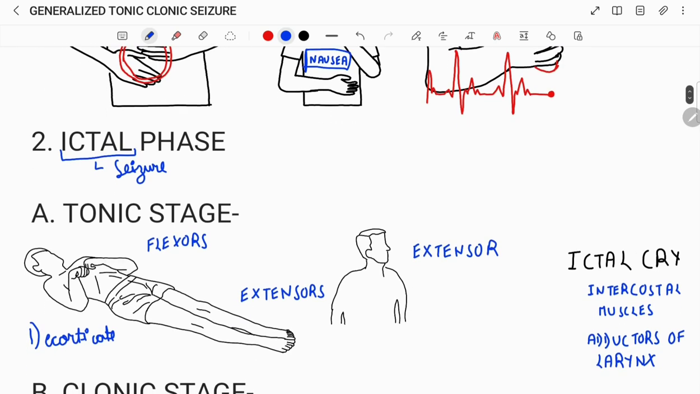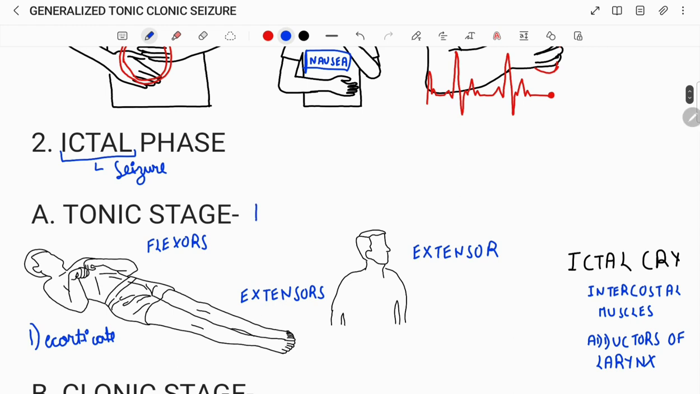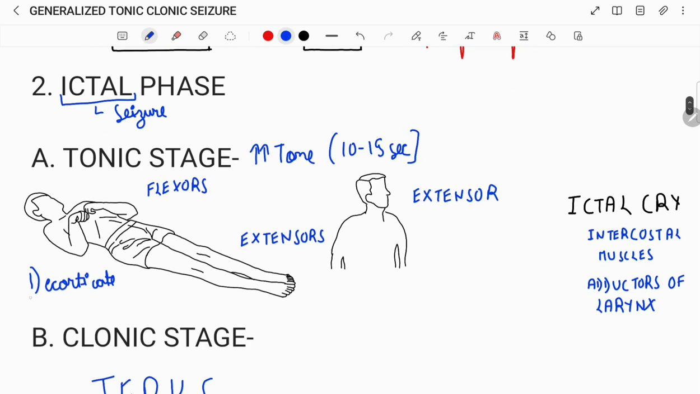First is the tonic stage, wherein the tone of the body increases, and this stage lasts for around 10 to 15 seconds. Herein, the patient acquires decorticate positioning, as you can see in this diagram, wherein the flexors of the upper limb and extensors of the lower limb are affected, due to which the position known as decorticate position is acquired.